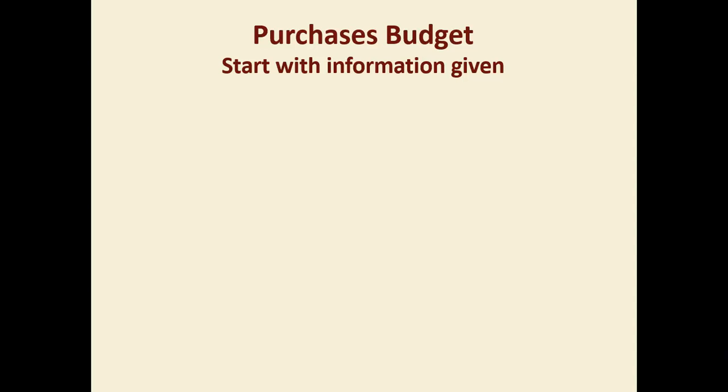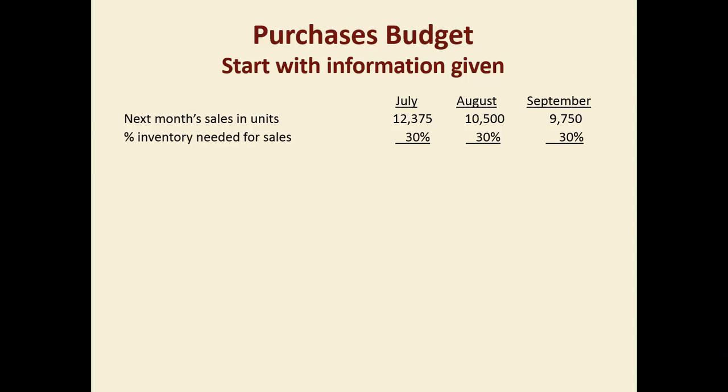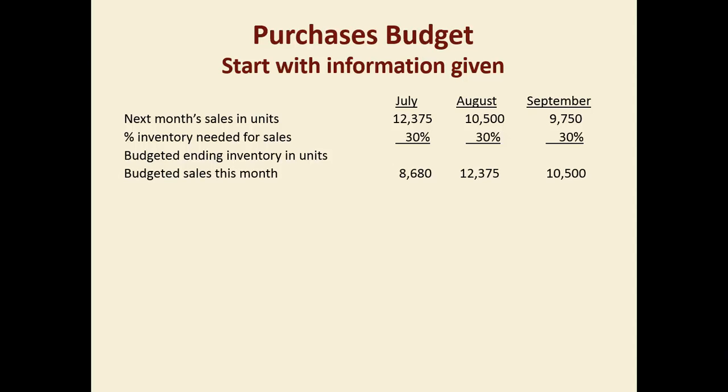So where do you begin? Well, start with the information you're given: next month's sales in units, and the percentage of inventory needed for sales next month. That's going to be your margin of safety, your safety stock. Budgeted ending inventory in units, so you want to have the sales plus that margin of safety. Budgeted sales this month, less beginning inventory, and that's going to give you your budgeted purchases required.